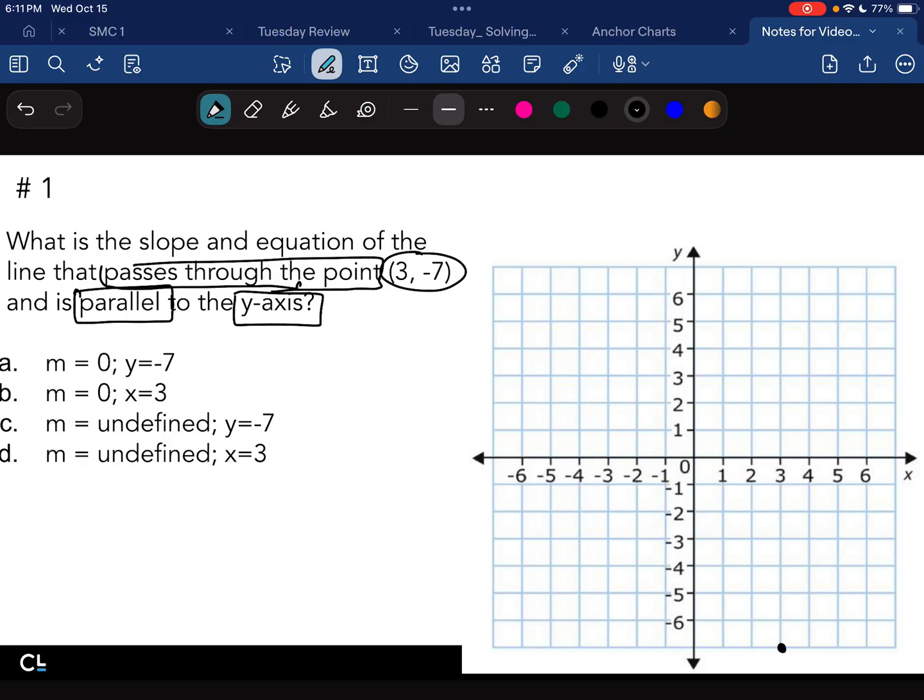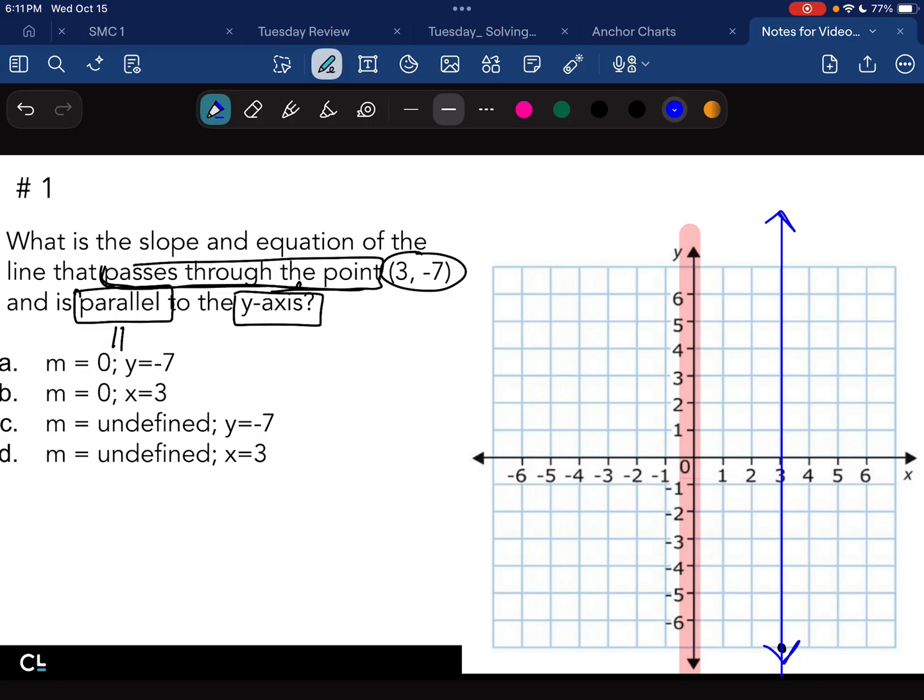So if it's parallel to the y-axis, let's highlight the y-axis. If it's parallel, that means it won't intersect. So it will be right next to it. But remember, it has to pass through the point. So if it passes through the point and it is parallel to the y-axis, it should look like this.